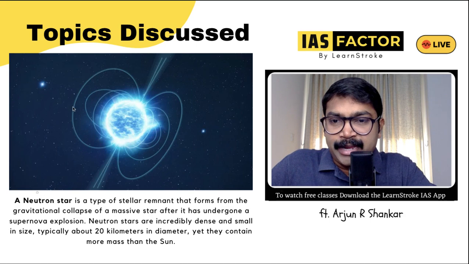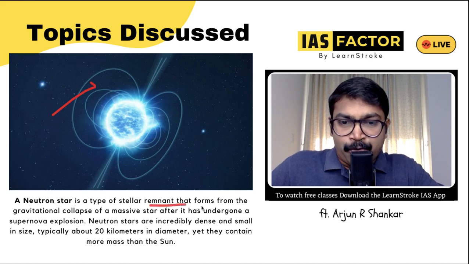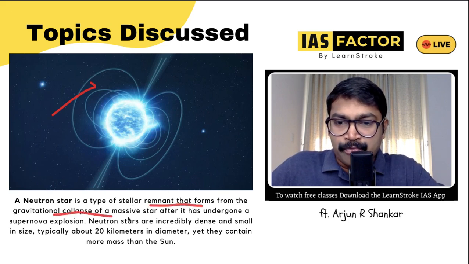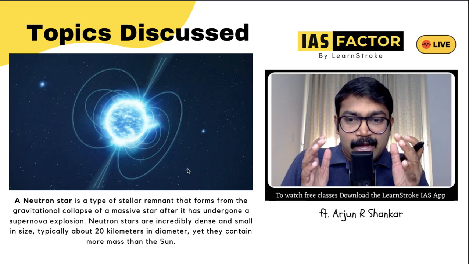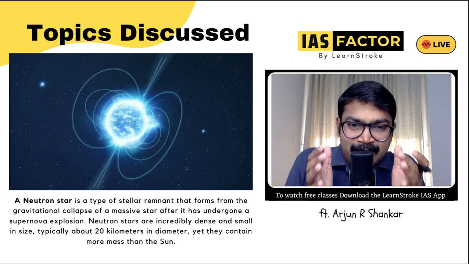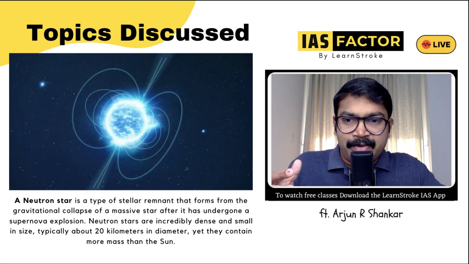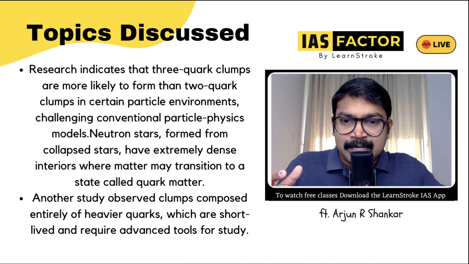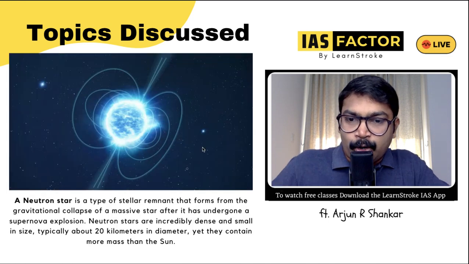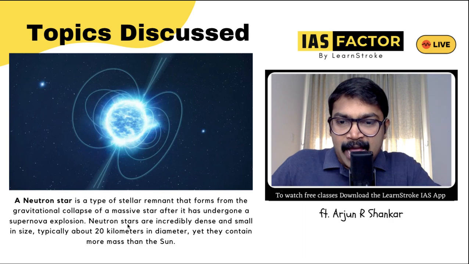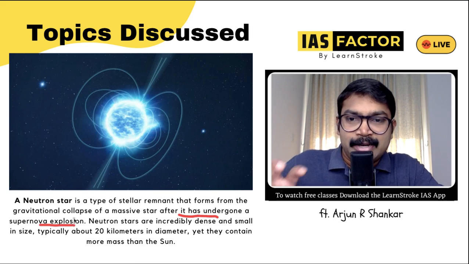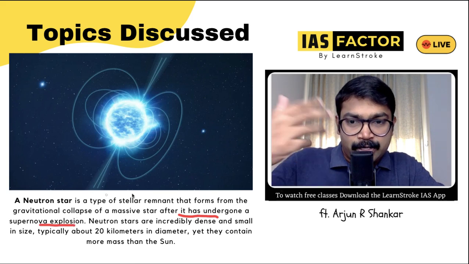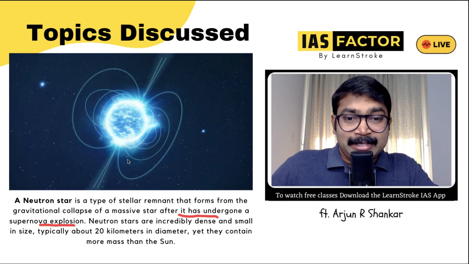Let's understand another important aspect. The picture that you're seeing is a neutron star. A neutron star is a remnant that forms from the gravitational collapse of a massive star after it has undergone a supernova explosion. It is created from a collapsed star, and not only collapse, it has undergone a supernova explosion. Once that happens, the neutron star comes into origin. Such things are important.